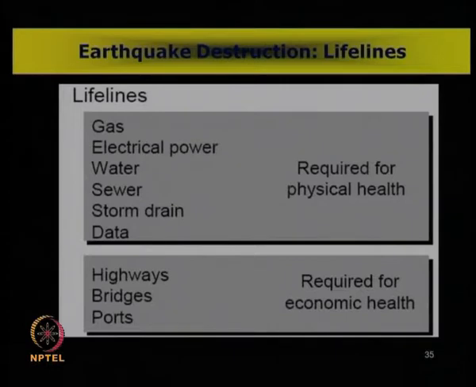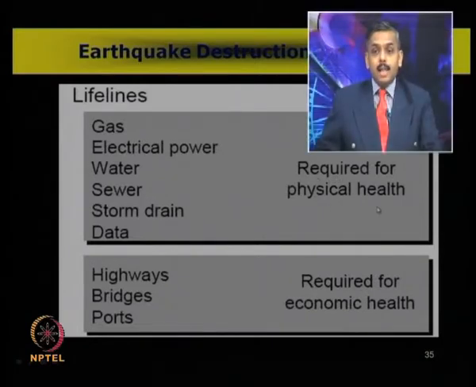Some more earthquake destruction: the destruction of the lifelines due to earthquake. What are the lifelines? We can categorize them into two major categories. One, lifelines required for the physical health of human beings, and another, required for the economic health of a country, a place or a state. The lifelines required for the physical health of human beings or society are gas, electric power lines, water lines, sewer lines, storm drains, data, etc. These things should not get damaged due to earthquake. So, these are the lifelines.